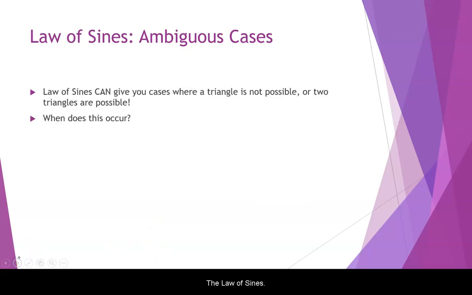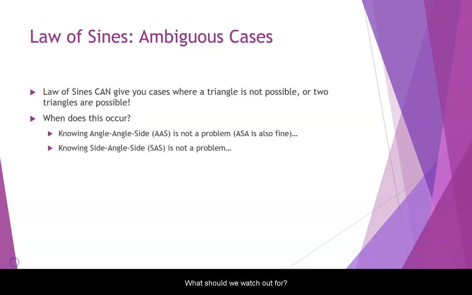The law of sines, just applying it, can give you a case where a triangle is not possible, or you could have two possible triangles. When does this occur? What should we watch out for? Well, if you know two angles, so if you know angle, angle, and then a side, that's not going to be a problem. Angle, side, angle is also fine.